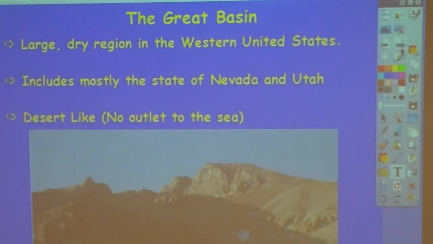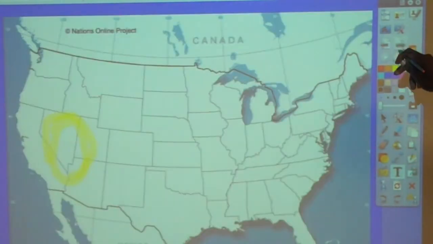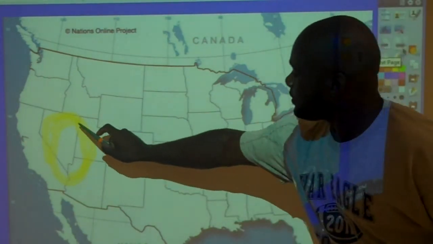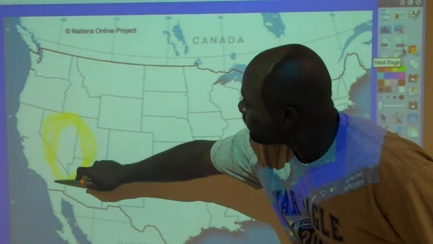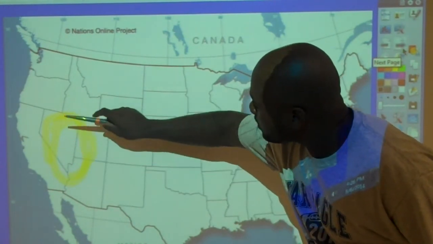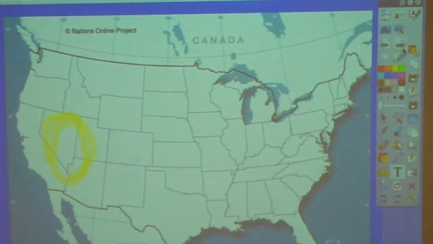Next physical feature is the Great Basin. The Great Basin is a large, arid plateau in the western United States. This is a picture of the Great Basin area. They cover just about all of Nevada and some of California. Great Basin.